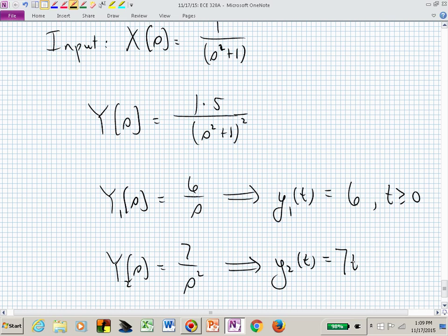What's that doing as time evolves, y sub 2? It's growing, isn't it? Well, this square is what's causing that, and that's what would cause this. So this would give rise to a t cosine of 1t type term, or a t sine of t. In this case, since there's no s in the numerator, I think you're going to end up with just a sine.